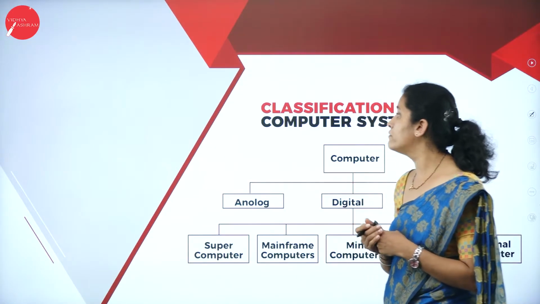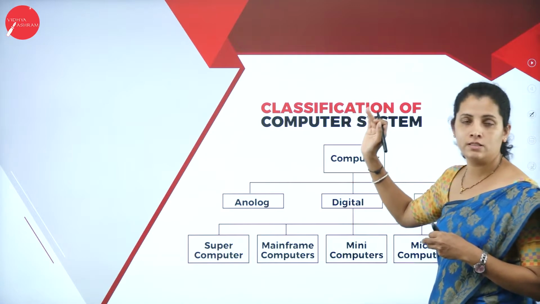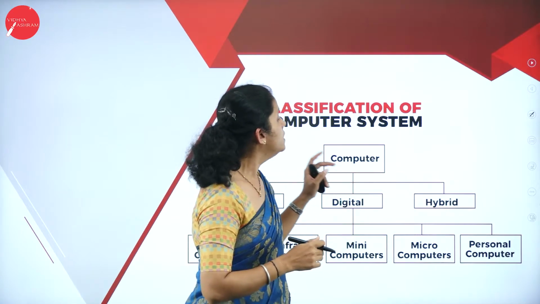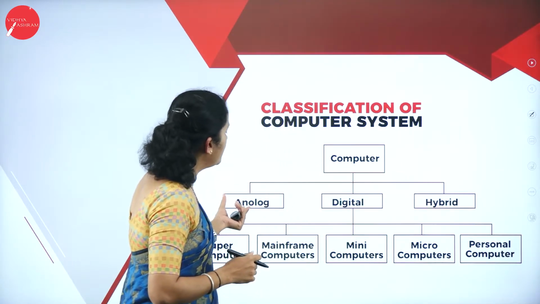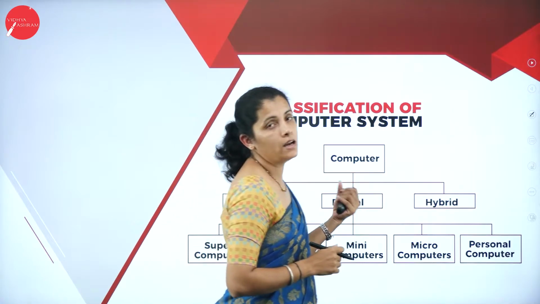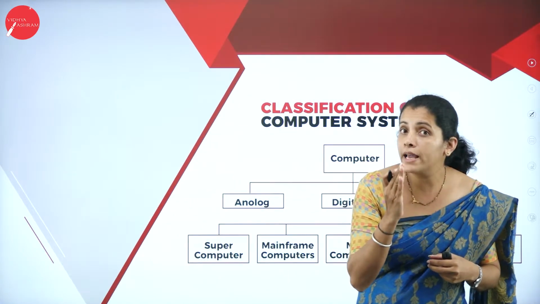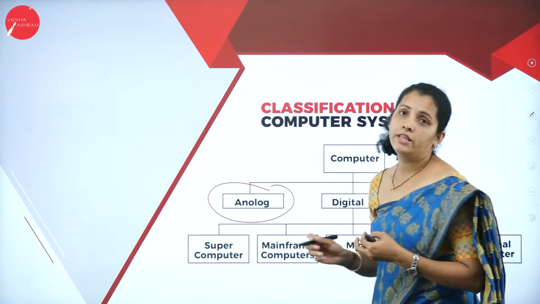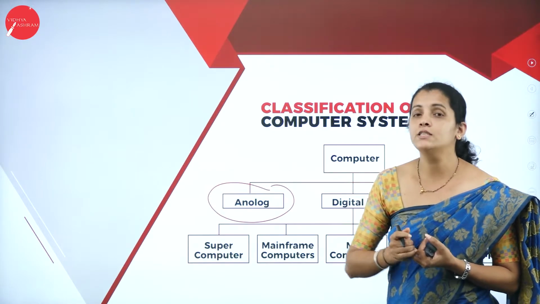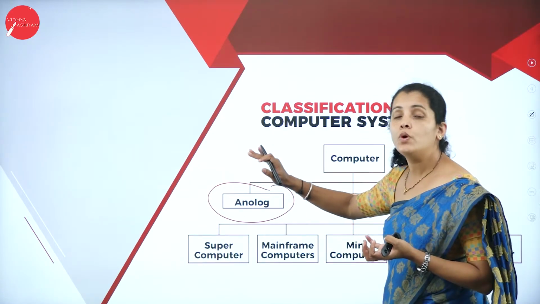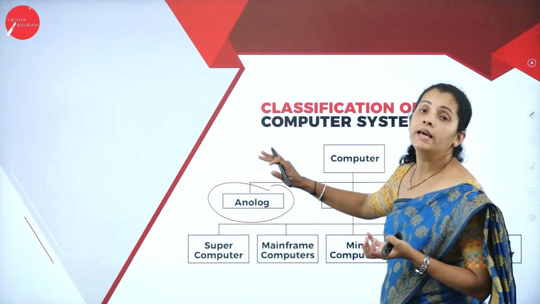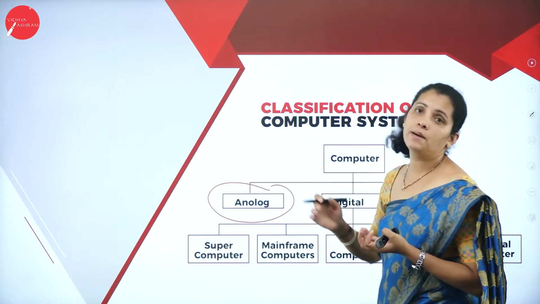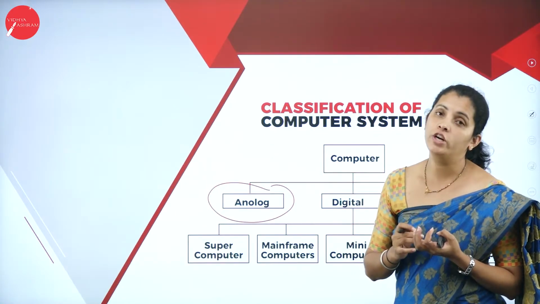Then we are going to have the classification of computer system. That means the computer systems are classified into 3 main types, that is analog computer, digital computer and hybrid computer. Suppose if I consider analog computer, then it is mainly based on the quantitative measurement. That means the analog computers are going to vary according to the electrical and mechanical measurements. So the best example here is speed, voltage, etc.